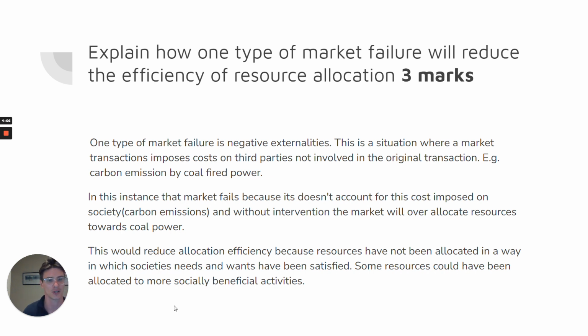All right, so that's the structure regardless of which market failure you used. Pretty simple start, but as I said, we'll probably make that more difficult in your exam, and you'll probably have to pick one or two market failures, or even one.